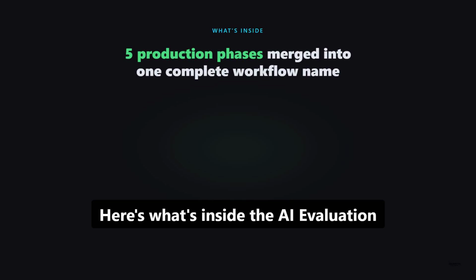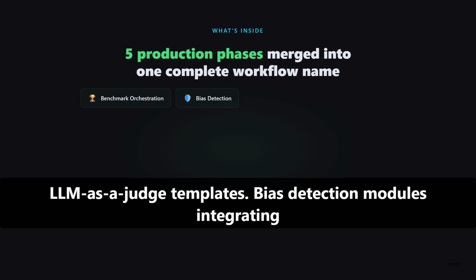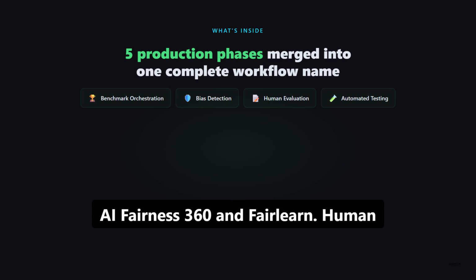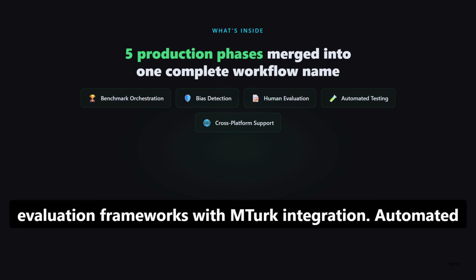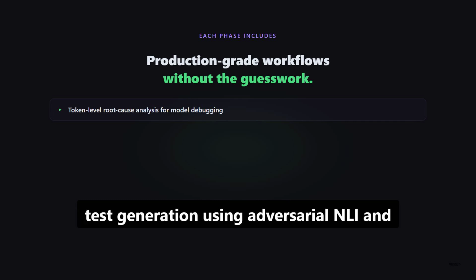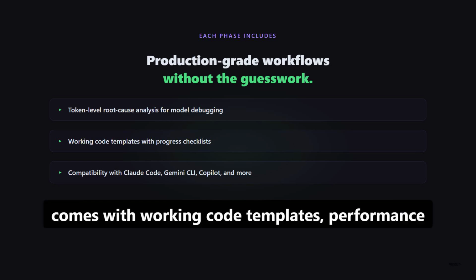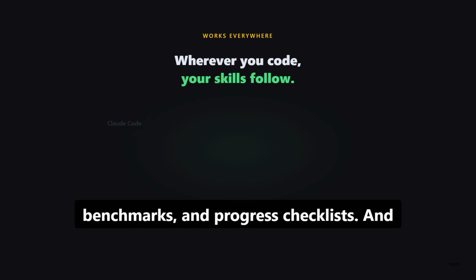Here's what's inside the AI Evaluation Pack: benchmark orchestration with pre-configured LLM-as-a-judge templates, bias detection modules integrating AI Fairness 360 and Fairlearn, human evaluation frameworks with mTurk integration, automated test generation using adversarial NLI and counterfactual stress testing. Each phase comes with working code templates, performance benchmarks, and progress checklists.